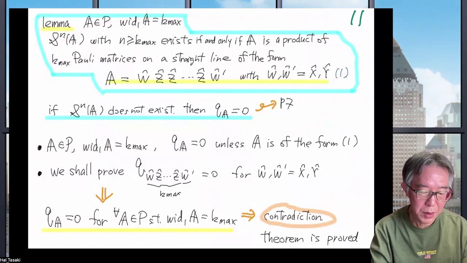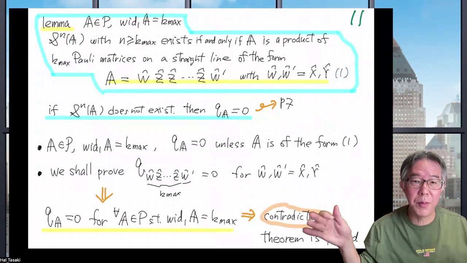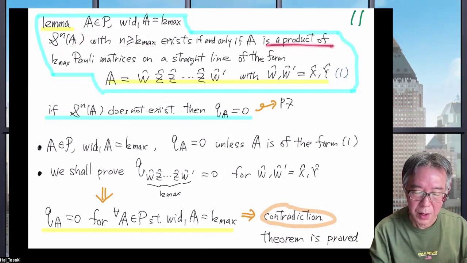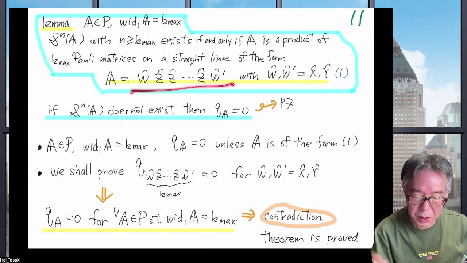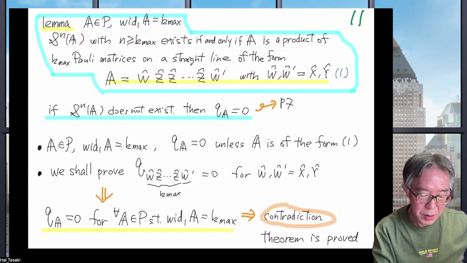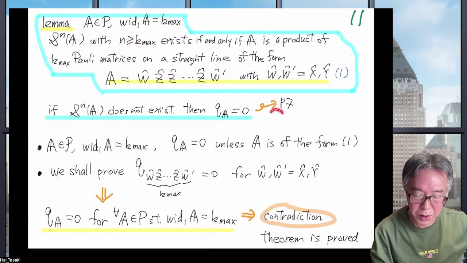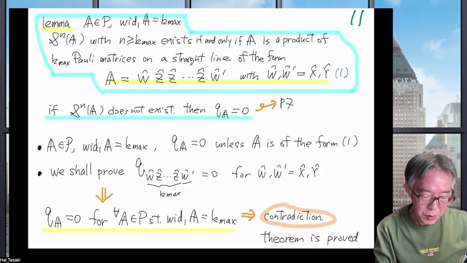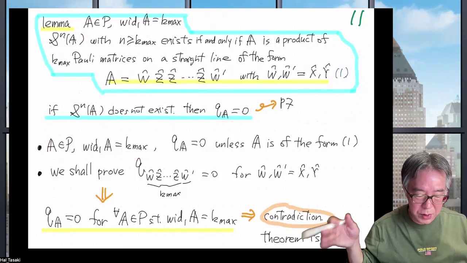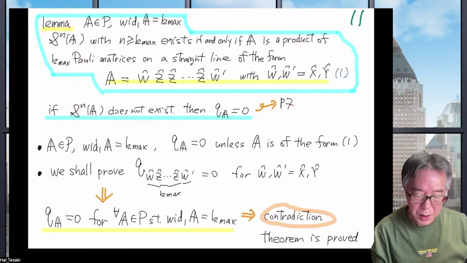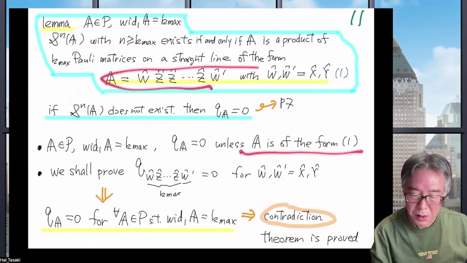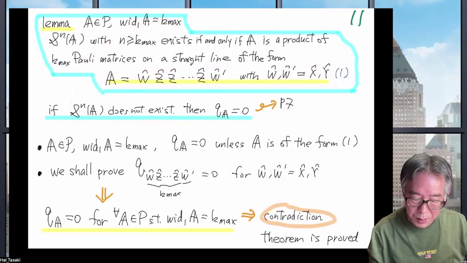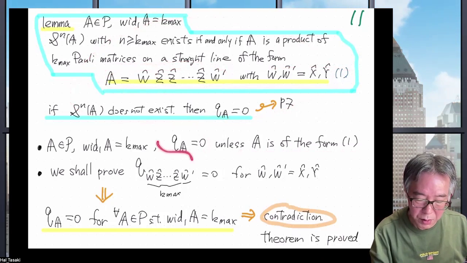So let's repeat this lemma. You have a product A whose horizontal width is K max, the maximum width. Then the n-fold Shiraishi shift with this exists if and only if A is a product on a single line with this precise form. And we know that if SNA does not exist, then QA equals 0, that we discussed in page 7. So now our game becomes slightly easier. Suppose that we have a product whose horizontal width is K max. Then we know from this that QA is 0 unless A is this standard form. There could be many varieties of A's with many different shapes, but if it is not of this form, we know that its coefficient is 0.